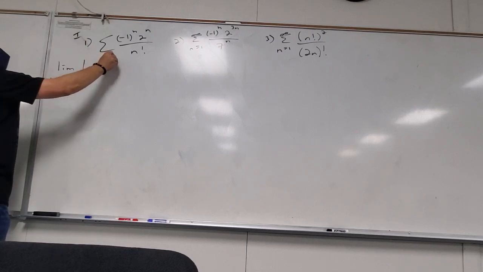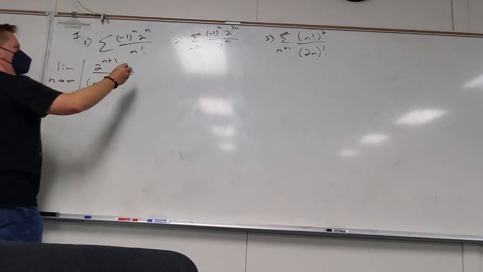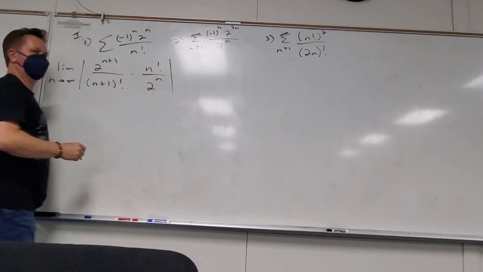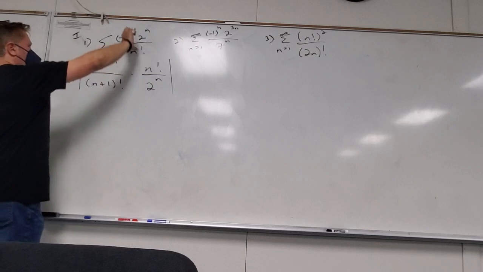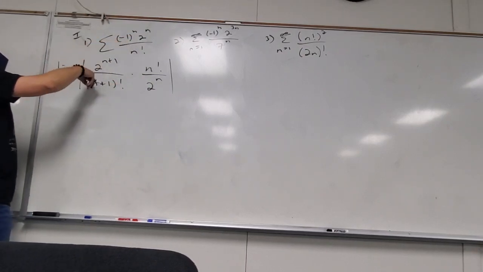2n plus 1 over n plus 1 factorial, then n factorial, and then 2 to the n. Kick ass, right? So this is the next term times the reciprocal of what they gave us. This, of course, is gone because of the absolute value. Don't throw it in there and freak yourself out.